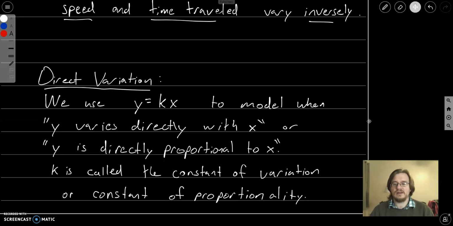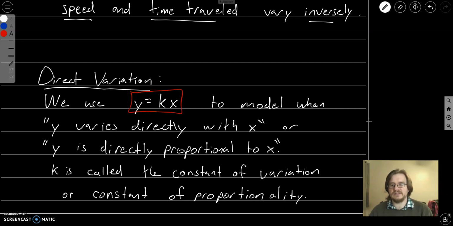So when variables will vary directly, we have the following equation. When y varies directly with x, we say that y is going to be equal to k times x. And we can see that if x were to get bigger, if we take k and multiply it by a bigger number, y is also going to be bigger. If x were to become smaller and we take k times a smaller number, we will get a smaller number. Y will be smaller. So this is what it means to vary directly.